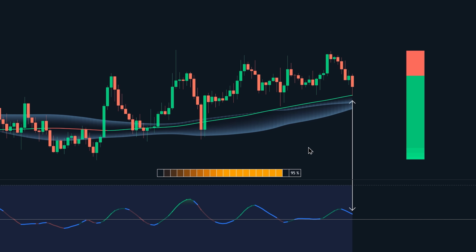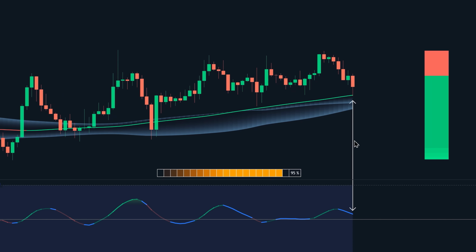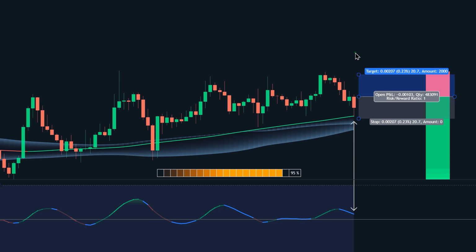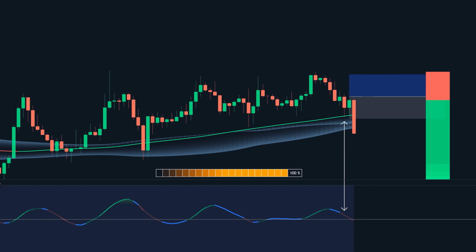Now here we had another position. As you can see, the price did a pullback because it touched the trend ribbon with a wick. But looking at the bottom indicator, we can see that this oscillator was not below the zero level, which means this entry was not valid. And as you can see, this trade was not profitable.